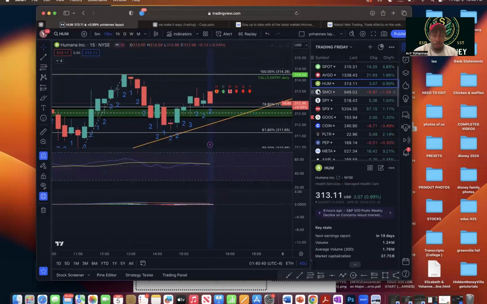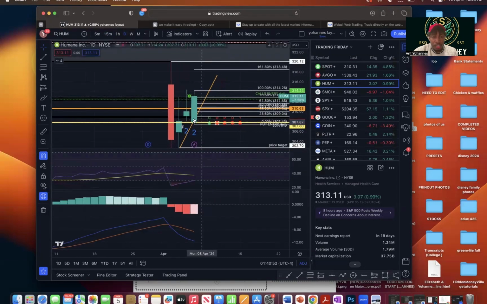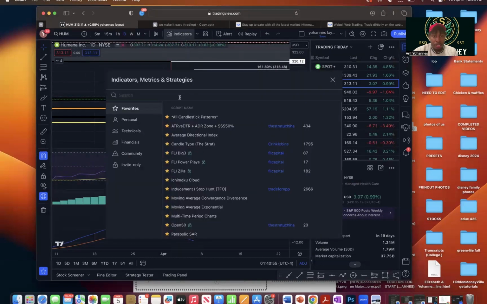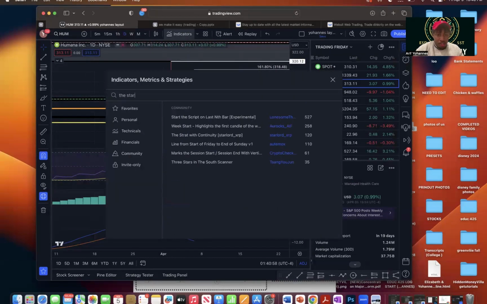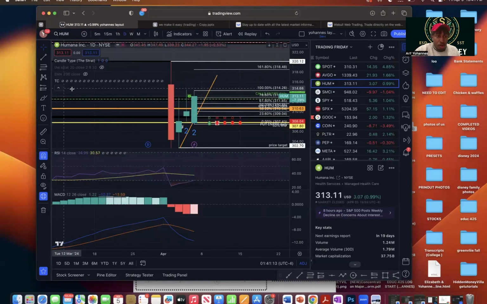If I go to TradingView, it has my time frames at the top. And remember, we want to enter the strat on a daily time frame. The D stands for daily, right? So we go right here and we can go to indicators and type in the strat. See, they have the strat tools, the strat numbers and combos. It can literally help you on the strat and tell you, okay, this is a 2 up. The one you currently see right here is called the candle type, the strat.